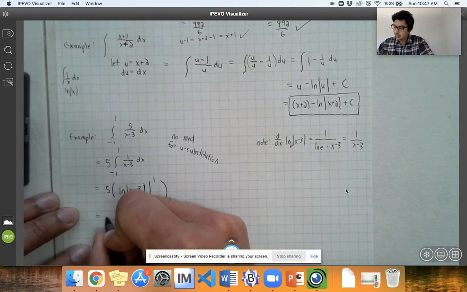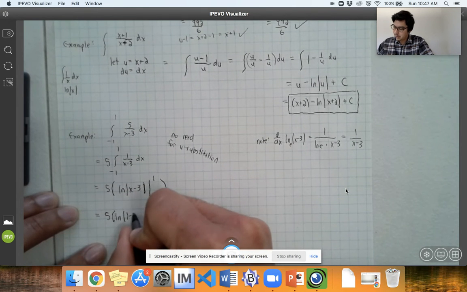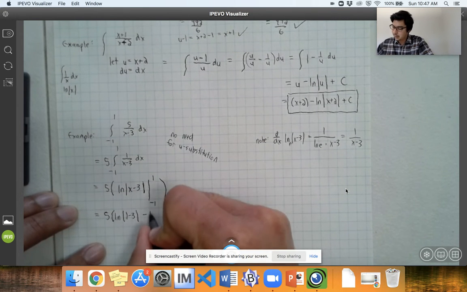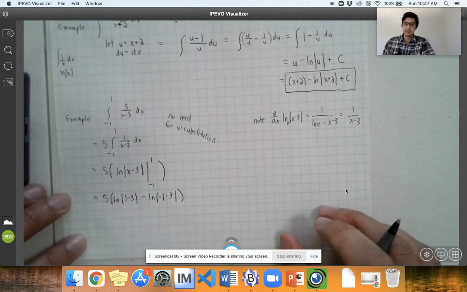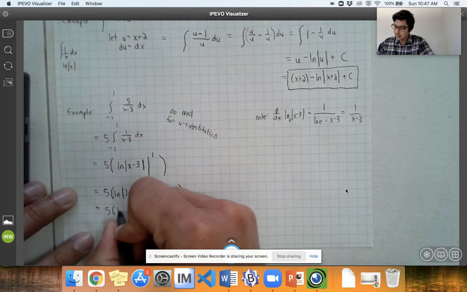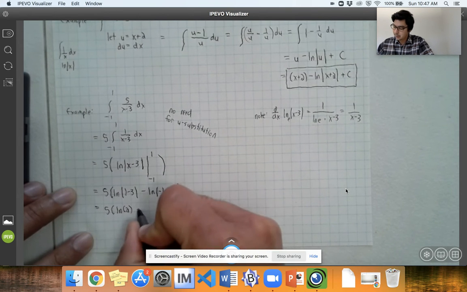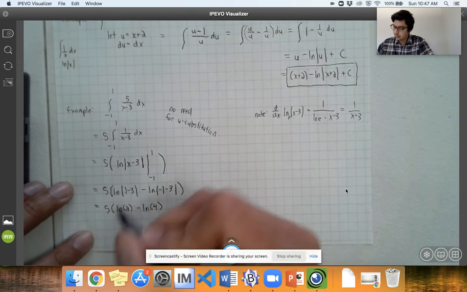So what we'll get here is 5 times the natural log of 1 minus 3 minus the natural log of negative 1 minus 3. Okay. And then, because these are absolute values, this is just the same as saying natural log of 2 minus the natural log of 4. And I think that's all we can do here.